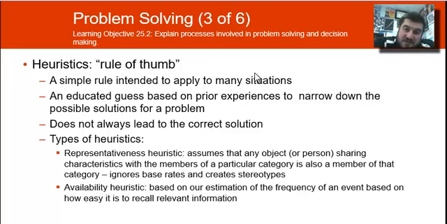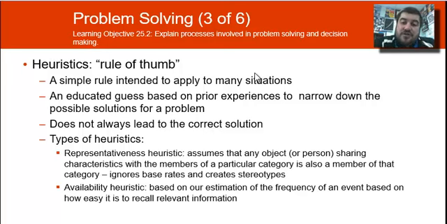The representativeness heuristic assumes that an object or person sharing characteristics with the members of a particular category is also a member of that category. So if you saw a blonde, good-looking guy, usually has his shirt off, ripped, near the beach, you would assume he is a surfer because he fits into your concept of what a surfer is. But we don't know that. He just represents what we think a surfer is, and so we label him as a surfer. We don't know if he's a surfer or not.